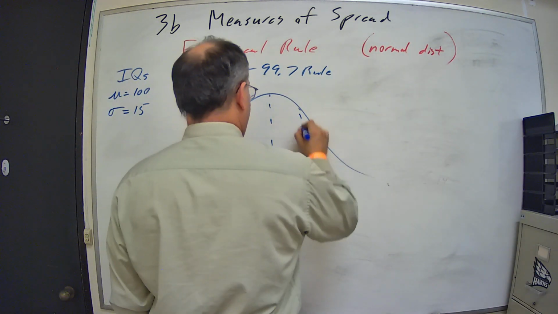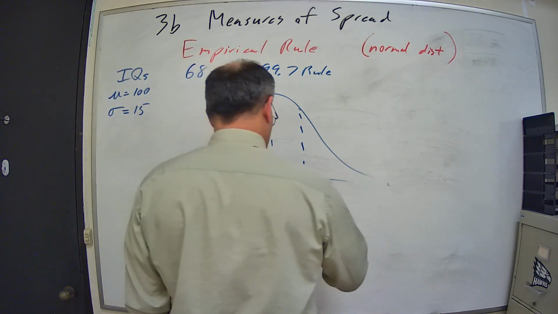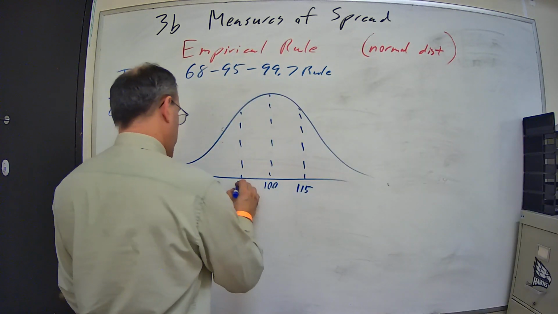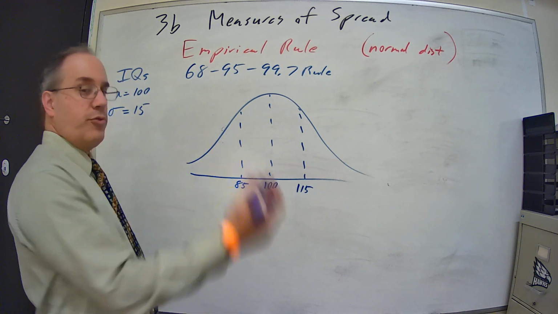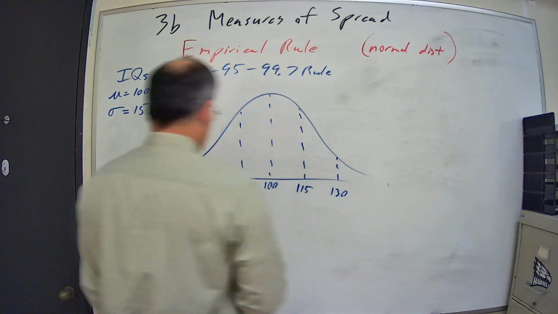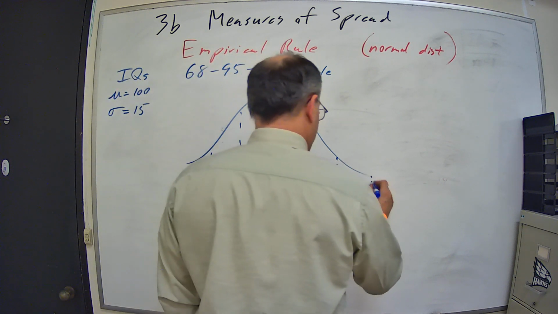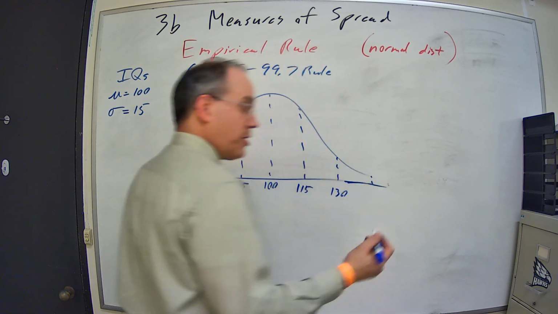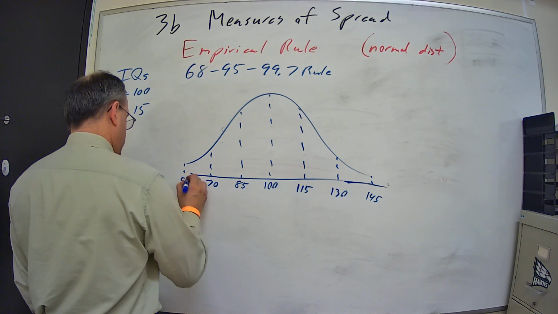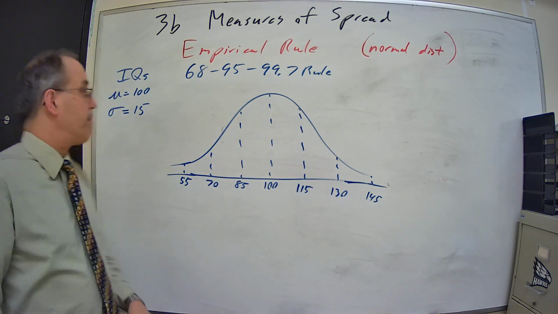If I go one standard deviation above, it's 100 plus 15, or 115. And if I go one standard deviation below, it's 100 minus 15, or 85. If I go 2 standard deviations, 115 plus another 15 is 130. 85 minus another 15 is 70. And if I go out a 3rd standard deviation, then 130 plus 15 is 145, and 70 minus 15 is 55. So I just laid out the normal distribution for IQs.